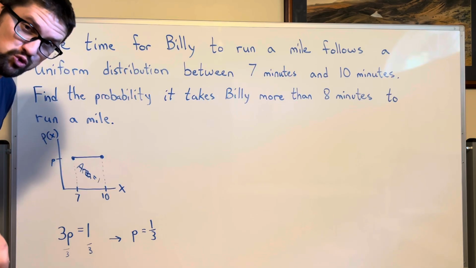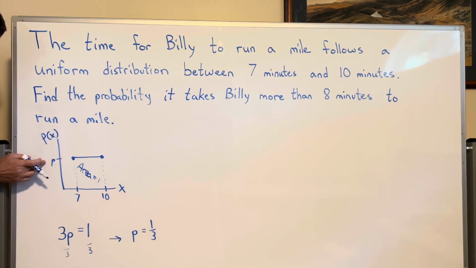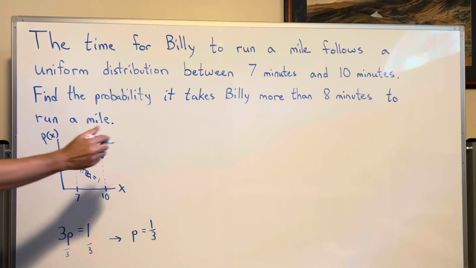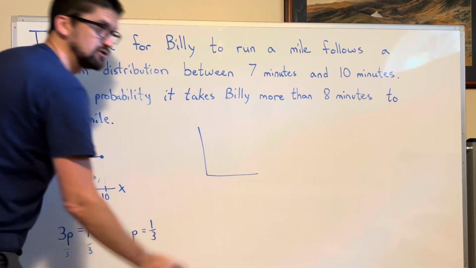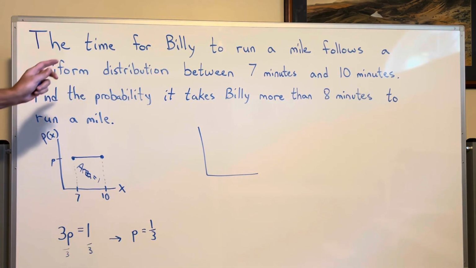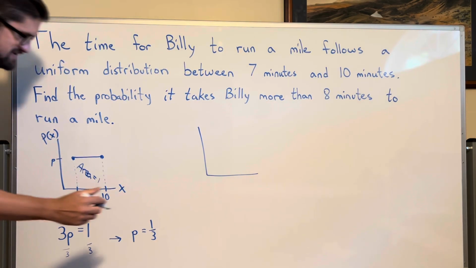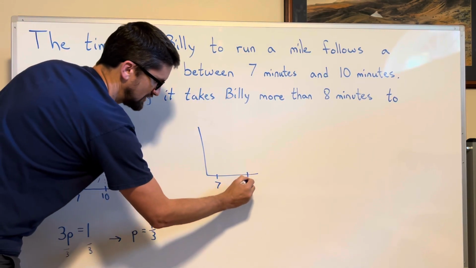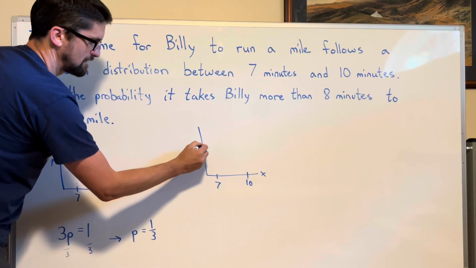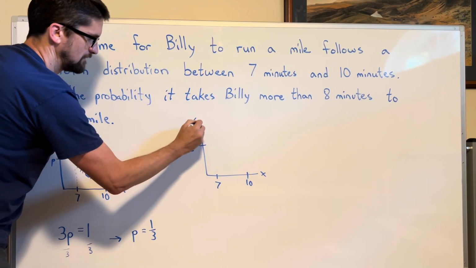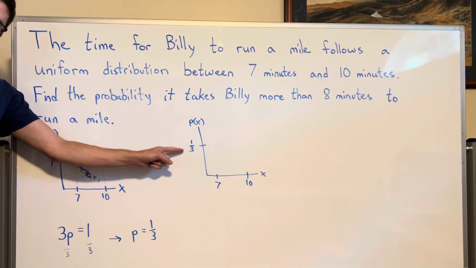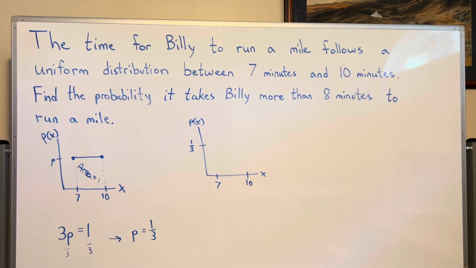This is like a 2-part problem. I had to find that p first. Now I can answer the question. The question is, find the probability it takes Billy more than 8 minutes to run this mile. All right, I have the 1/3 now. I'm going to fill it in.